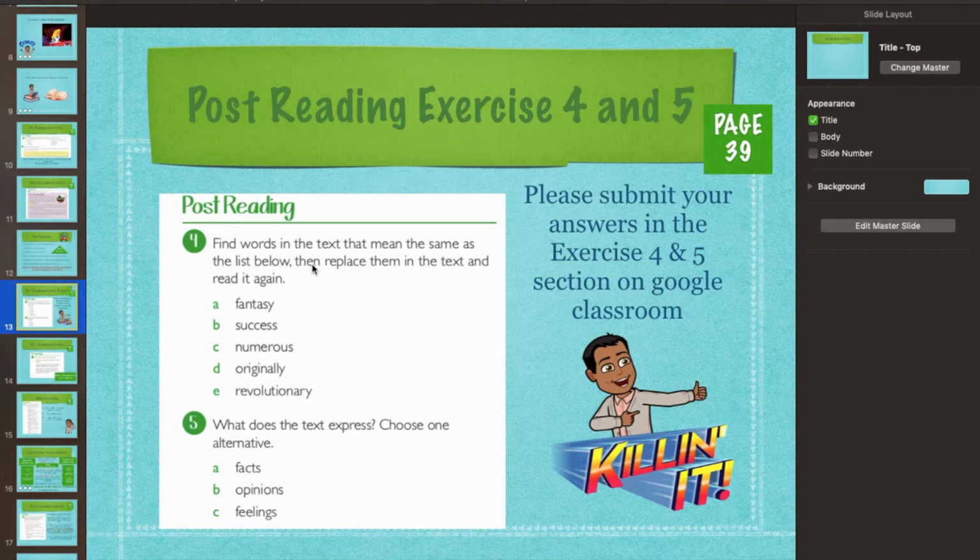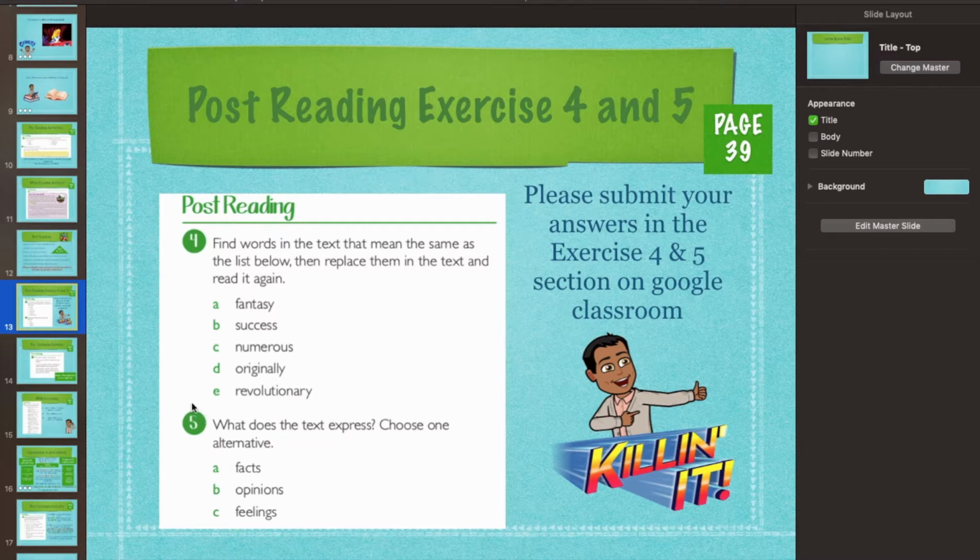Tiene que buscar en el texto palabras que significan lo mismo que esto en el texto. Entonces en el texto va a encontrar synonyms for these words. Usted las encuentra y las escribe.